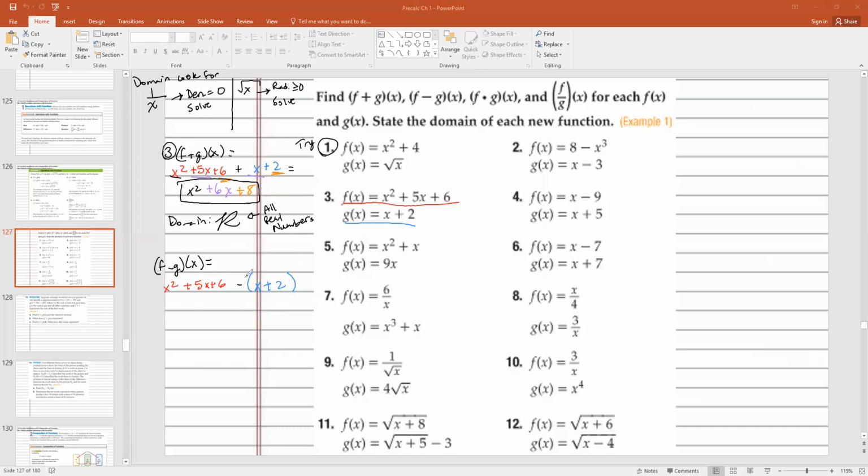So after you do that, we want to distribute. So distribute that negative, we get negative x minus 2, basically just changing the signs. All right, and now we can combine like terms. That x squared is again by itself, so sad. We have that 5x minus 1x is going to give us 4x. And then 6 minus 2 gives us 4.